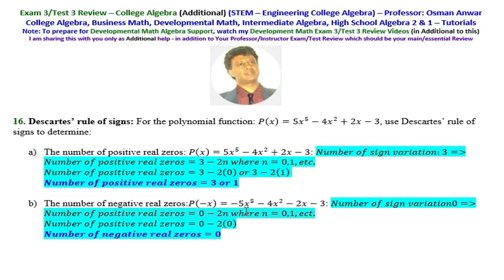So there is no sign change: from negative to negative, from negative to negative, from negative to negative. That means the number of sign variations is 0. The number of negative real zeros is 0 minus 2n, where n is 0, 1, etc. That means the number of negative real zeros is 0 minus 2 times 0. That is, the number of negative real zeros is 0.